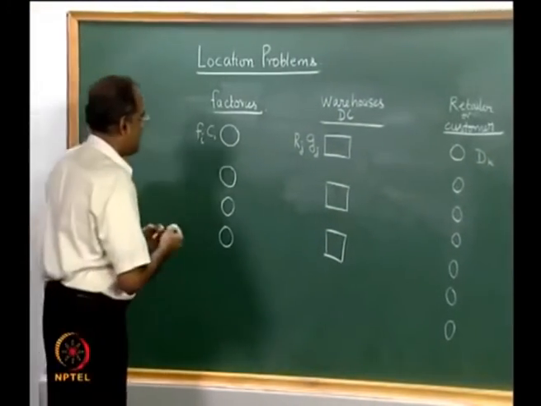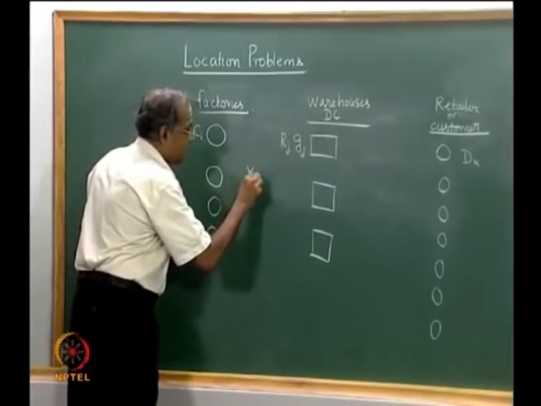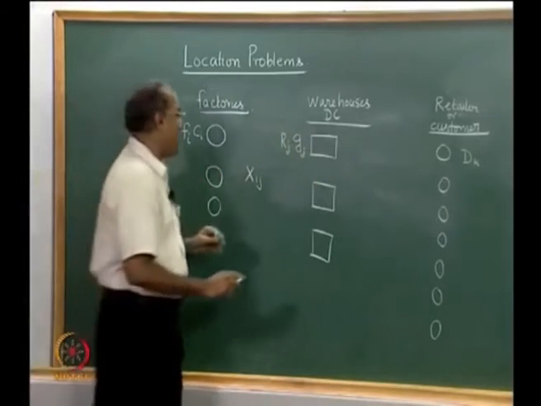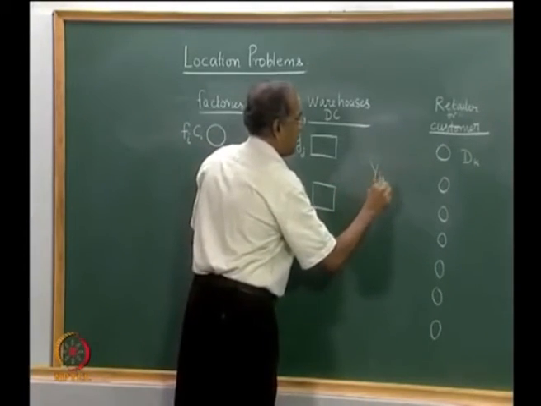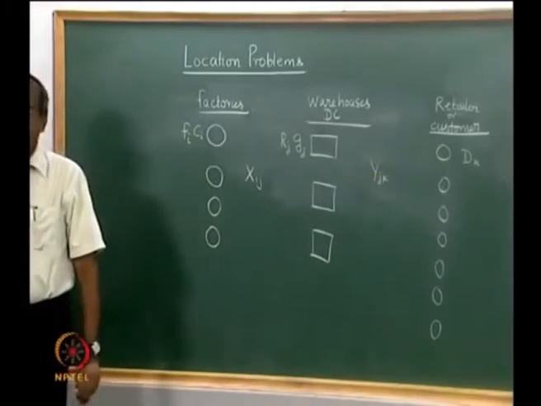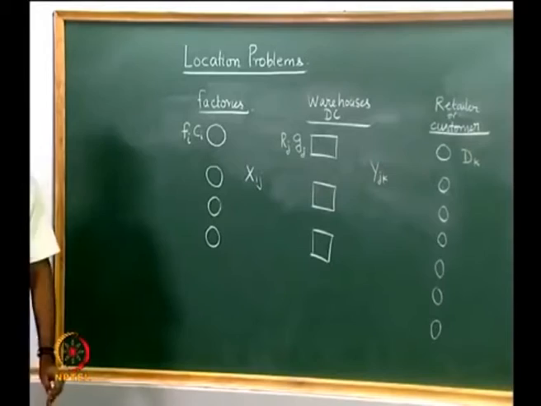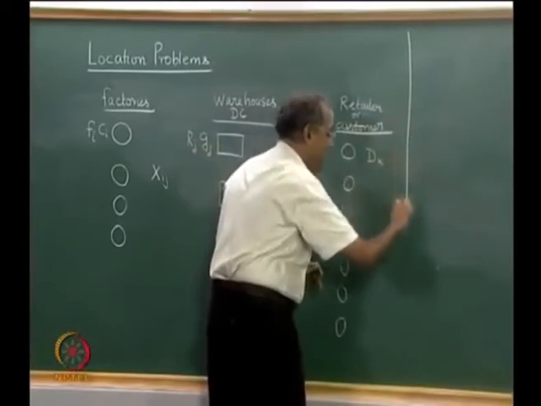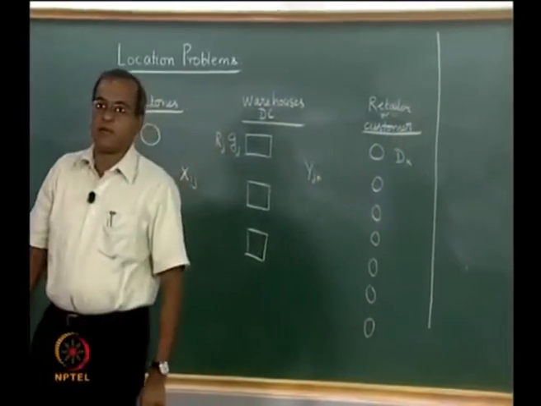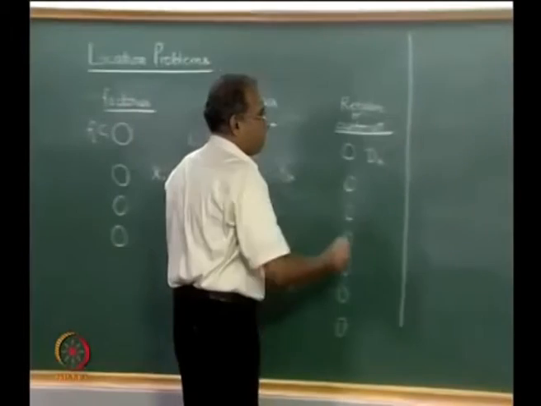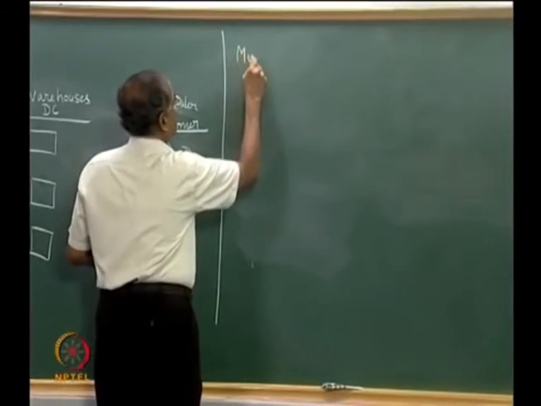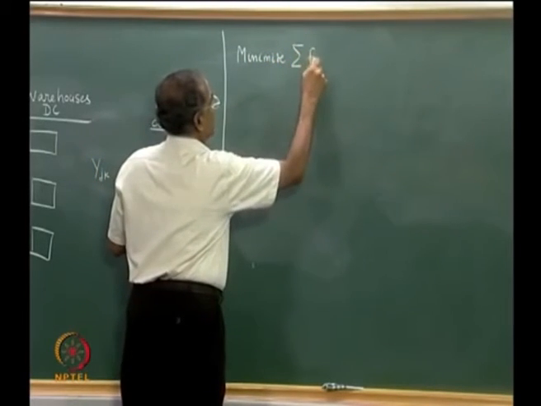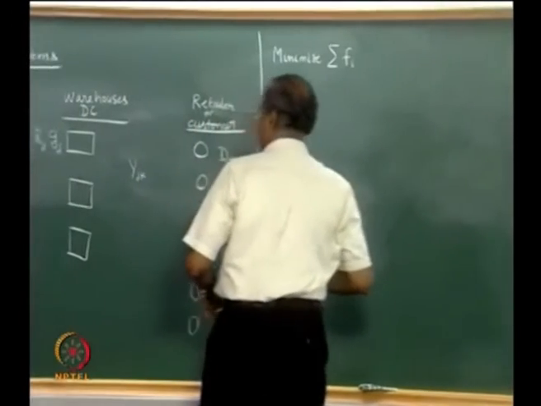So, now the decision variables will become Xij, the quantities transported between the factories and the distribution centers, and Yjk, the quantities transported between the distribution centers and the retailers. So, there is a certain fixed cost of locating the facilities and there is the variable transportation cost. So, the problem will be to minimize Fi Yi.